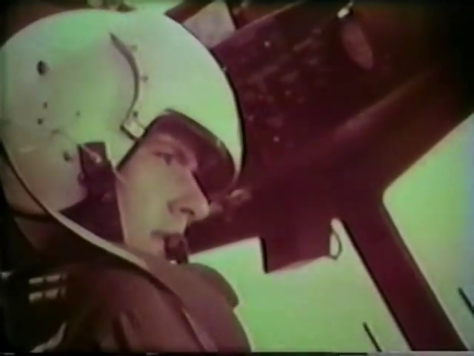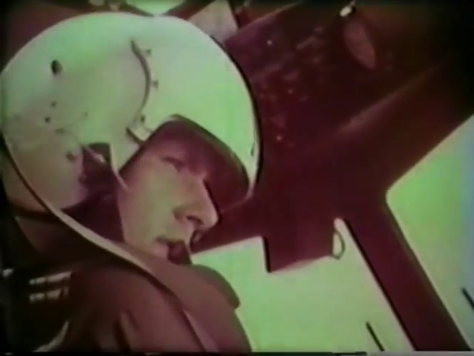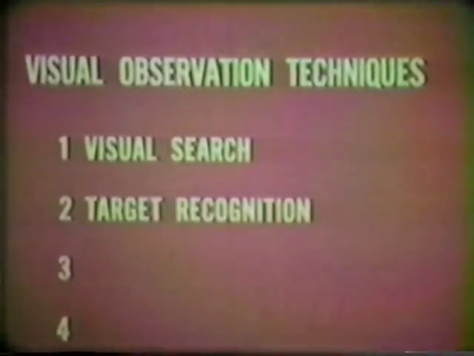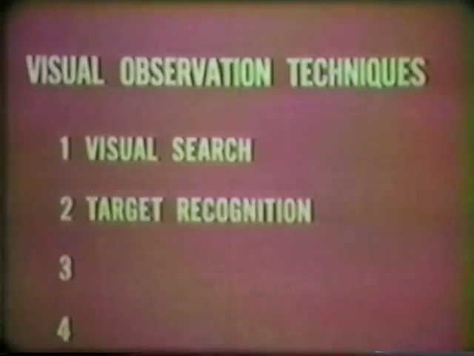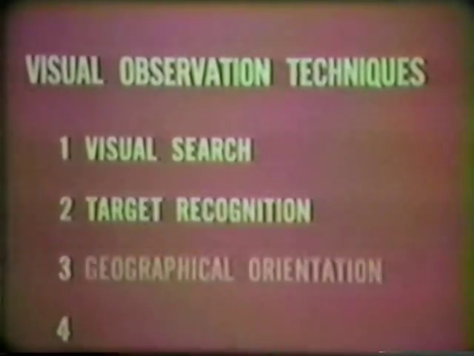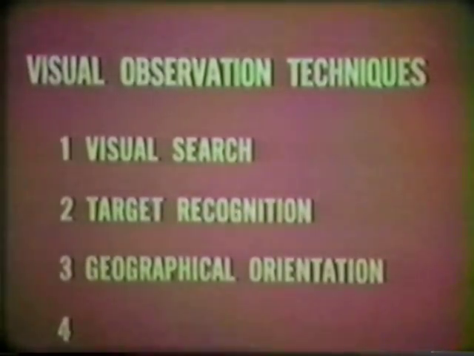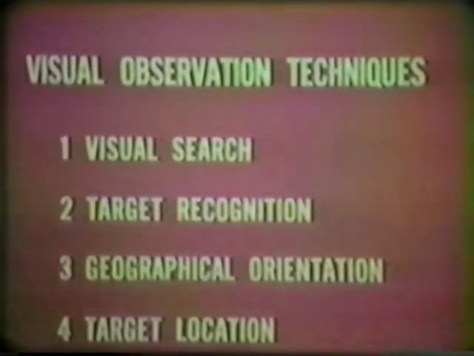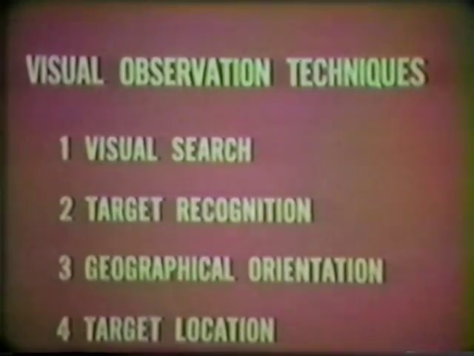These are the goals of visual observation. To achieve these goals, certain techniques must be mastered. They are visual search, how to detect a target; target recognition, how to identify what you see; geographical orientation, how to locate yourself when you see a target; and finally, target location, how to pinpoint the target on your map so you can report its position properly.